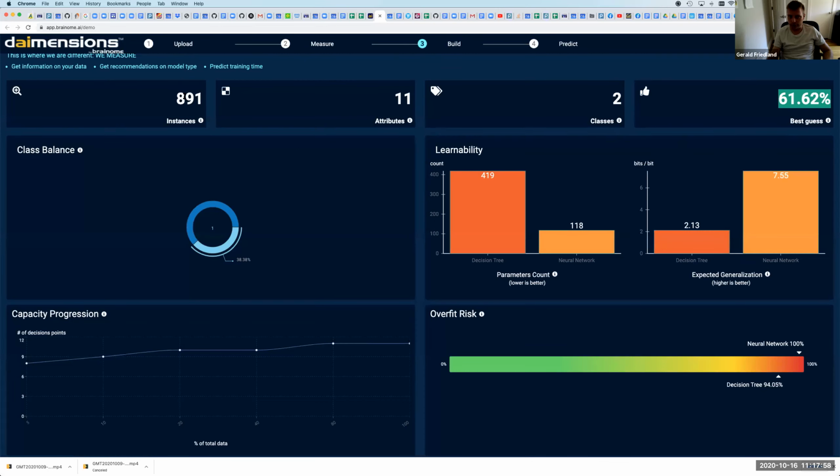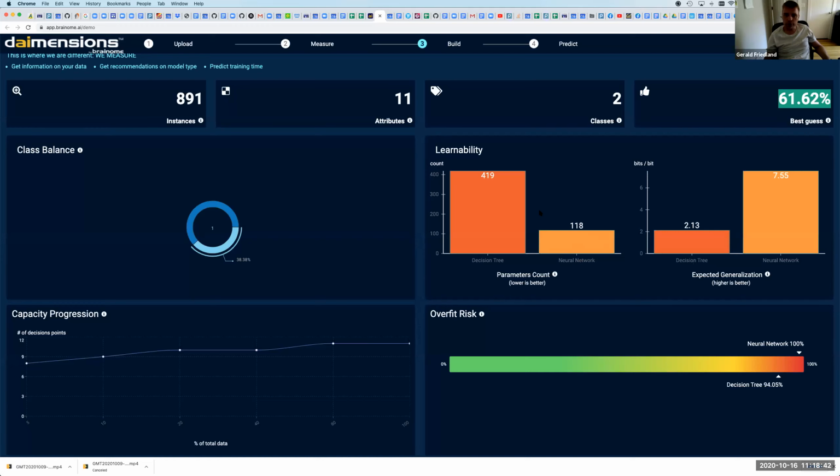If we had 118 parameters in our neural network, and we know we have 891 instances, and assuming they're all correctly classified, then that will give a generalization of 7.55. That's purely the number 891 divided by 118. Or you go from 891 to 419, and then you get 2.13 in the decision tree. That is assuming we get 100% correct, which we know, given the generalization-memorization trade-off, may not be the case, but just to get an expectation, we will do that.